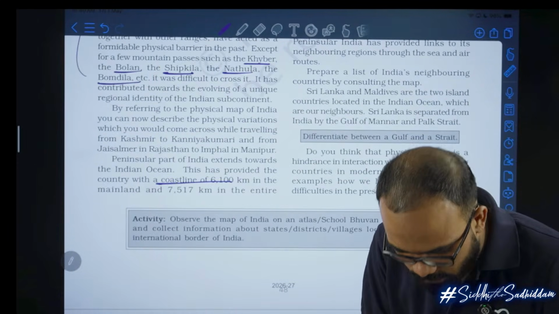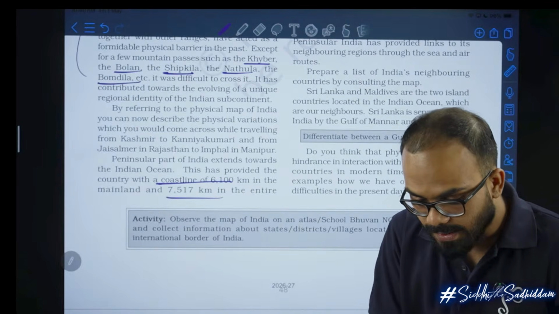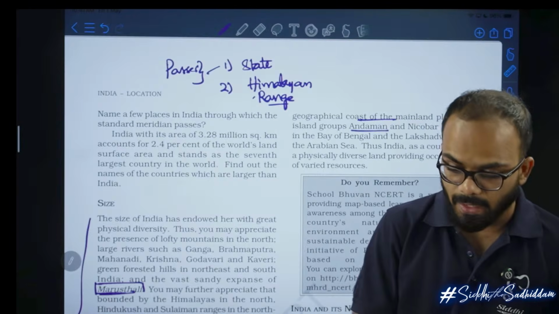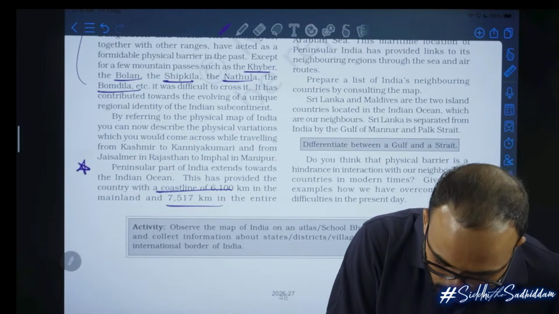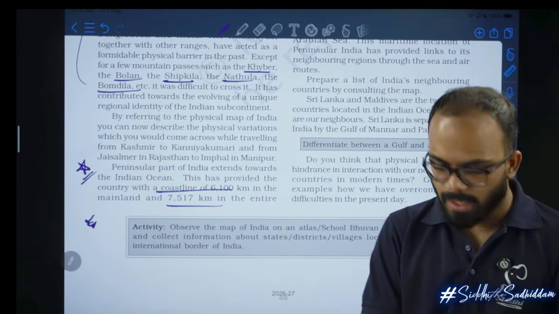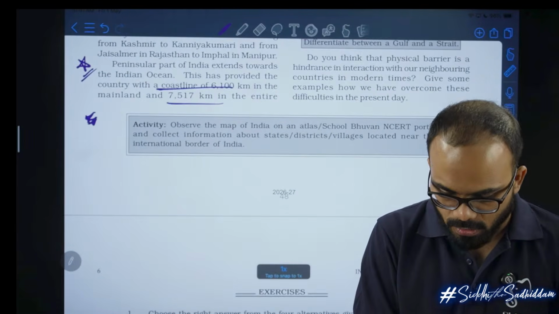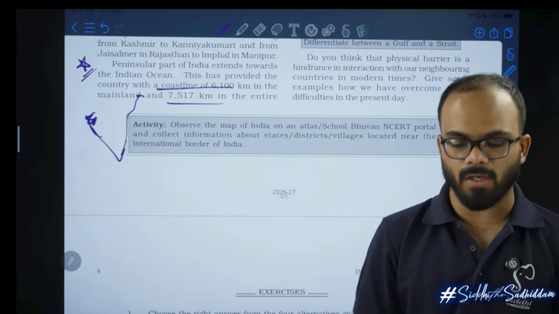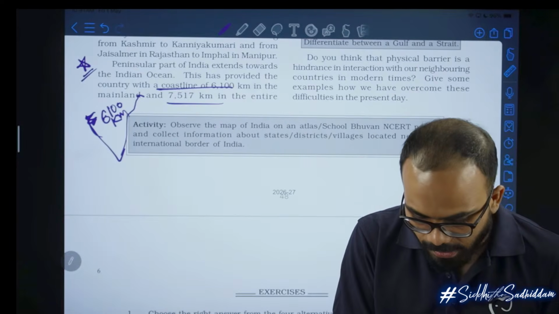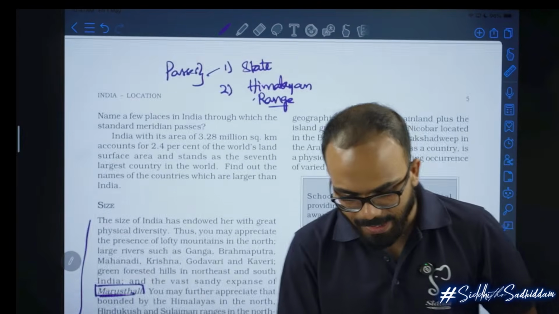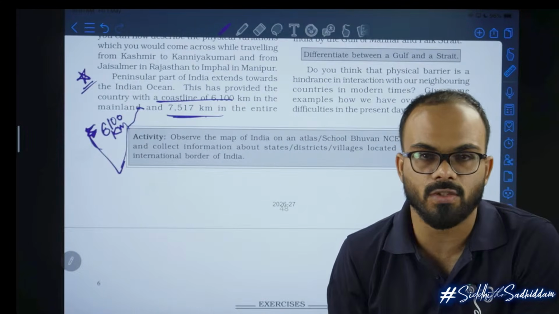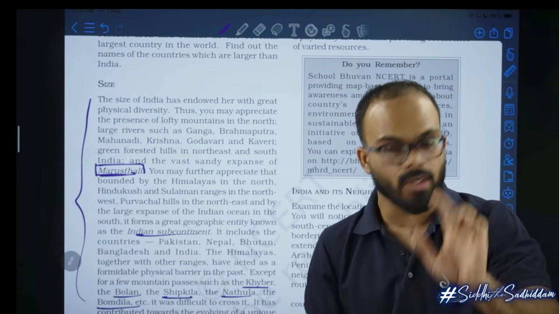Next is the coastline of 6,100 kilometers in the mainland, 7,517 kilometers including the island group. Please be very careful here. You might make a costly mistake in this question. When you are calculating the coastline of mainland India, that is starting from the coast of Gujarat till West Bengal, this part of the coastline is around 6,100 kilometers, and the entire coastline, the whole coastline including the island groups, that is 7,517. So please be careful at that particular part. Don't get confused.